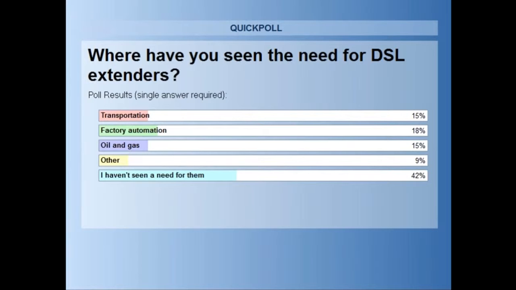All right, thanks, Oliver. So it looks like factory automation, transportation, and oil and gas are pretty darn close to each other, but it looks like quite a few of you actually haven't seen a need for DSL extenders. So some very interesting results there. And again, as Oliver mentioned, for those of you who put other, if you wouldn't mind just letting us know what industries that is, we would certainly appreciate it.